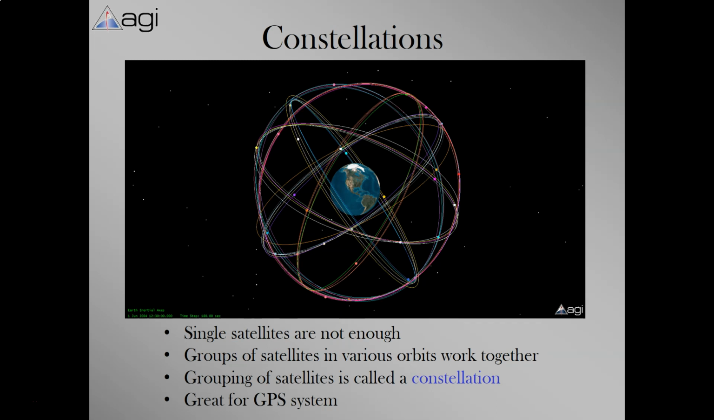Single satellites are often insufficient to perform the mission that they have on their own. So we employ groups of satellites in various orbits. They work together as what's referred to as a constellation to be able to accomplish their mission. A great example of this is our GPS system. Another more modern example of this would be Elon Musk's Starlink program. If you don't know what that is, I recommend you take a look at SpaceX's Starlink program.